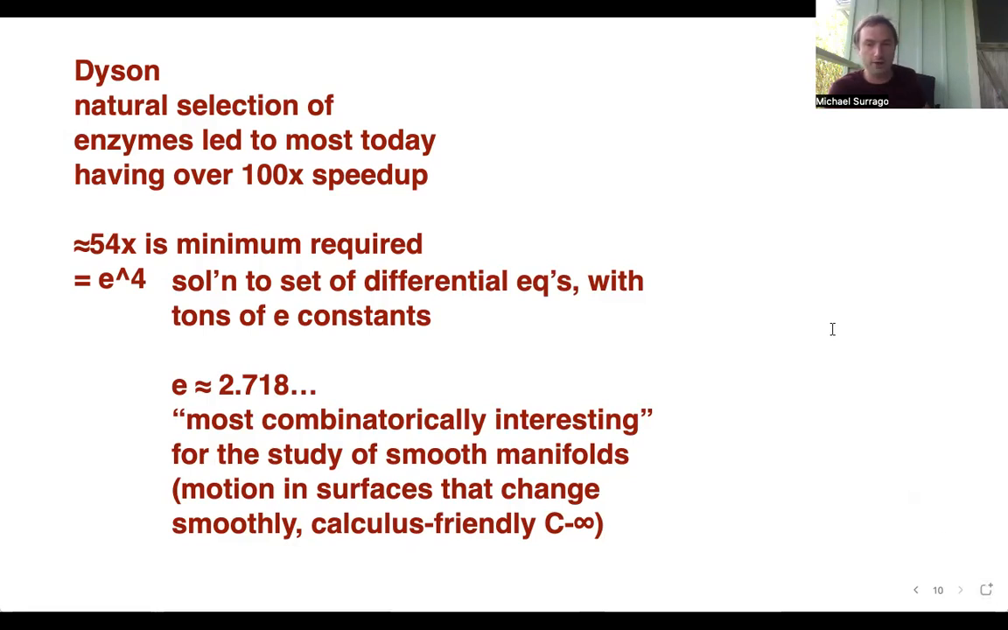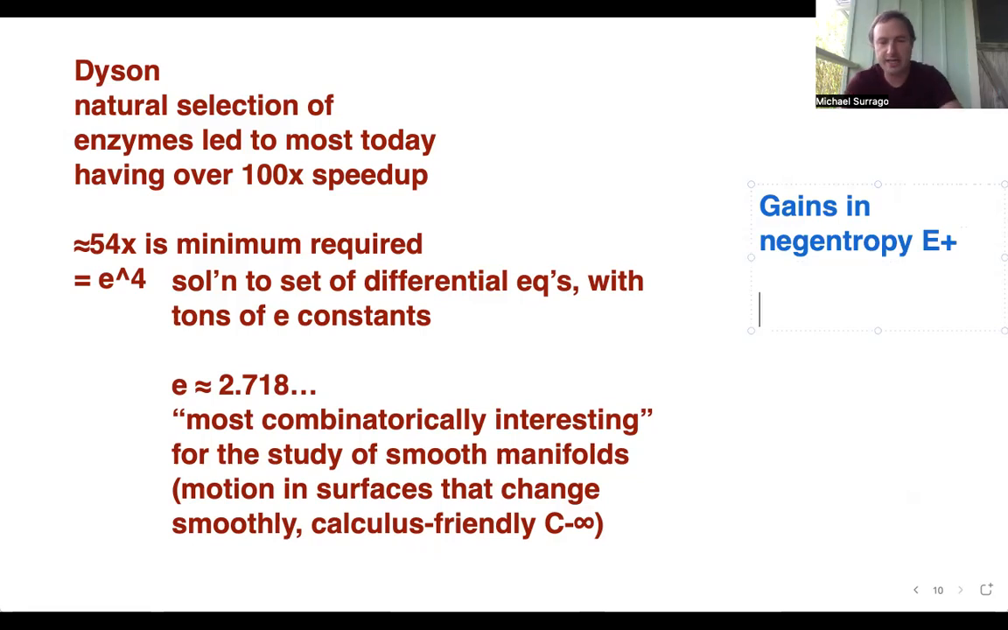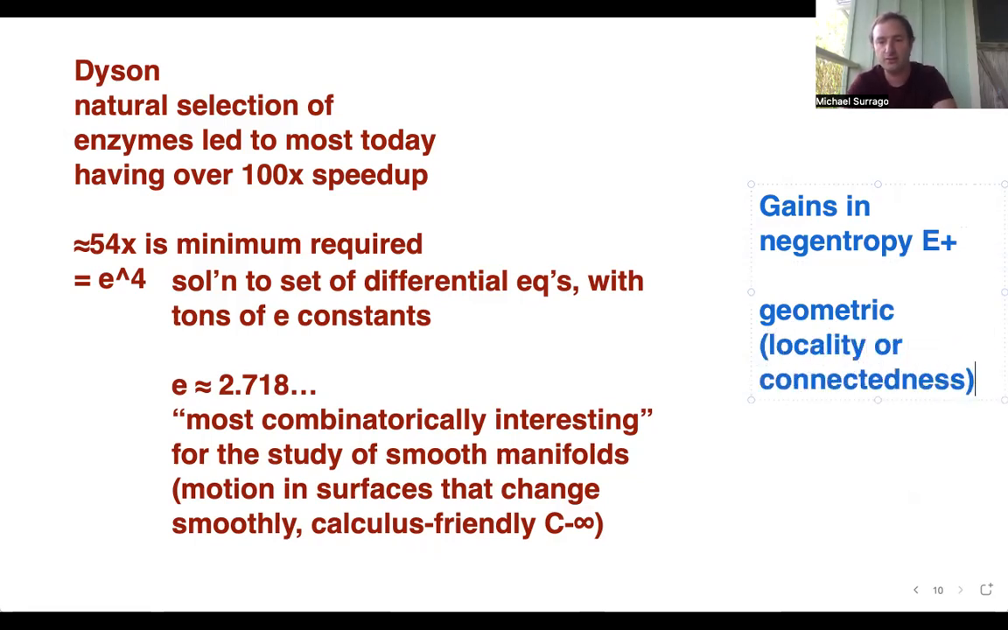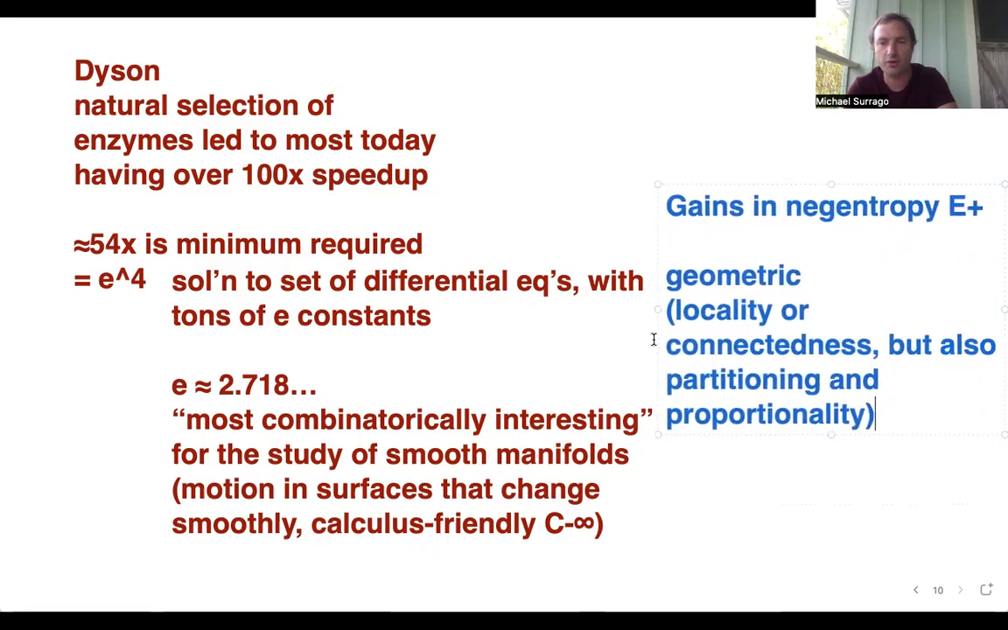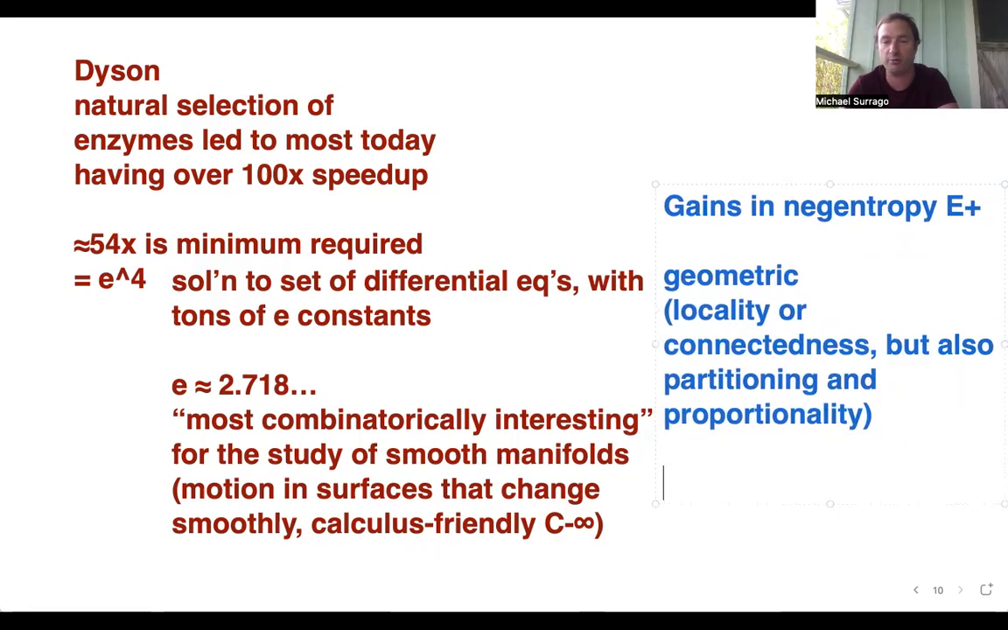Cool. So I want to just close this side here, which is that the gains in negentropy, E plus, right? From what I can see, there are geometric gains that you can gain. So locality or connectedness, but also partitioning and proportionality. Geometry has all of those aspects to it, right? So if you want to capture a lot of what, in a sense, Plato would call the good, he would say study geometry.